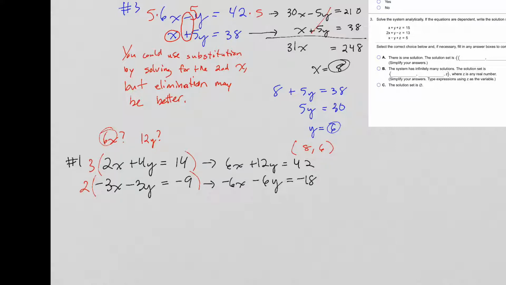So the purpose of doing that is to combine both equations and eliminate the x. And then we're going to get 6y positive, and then we subtract and get 24. So y equals 4.